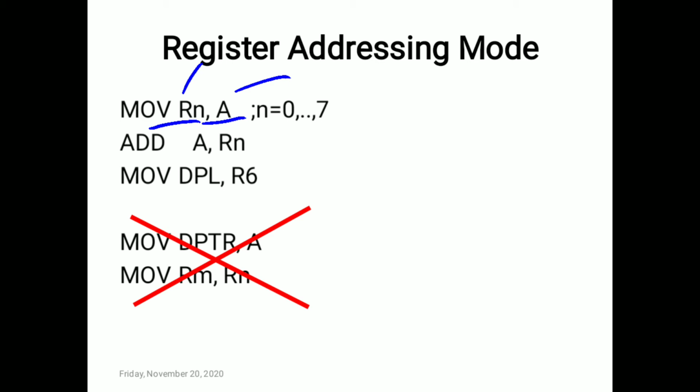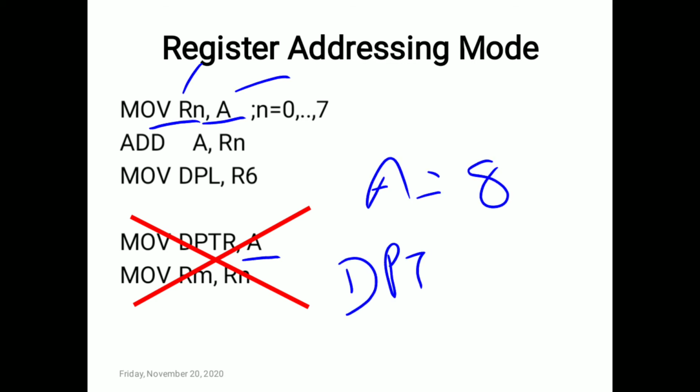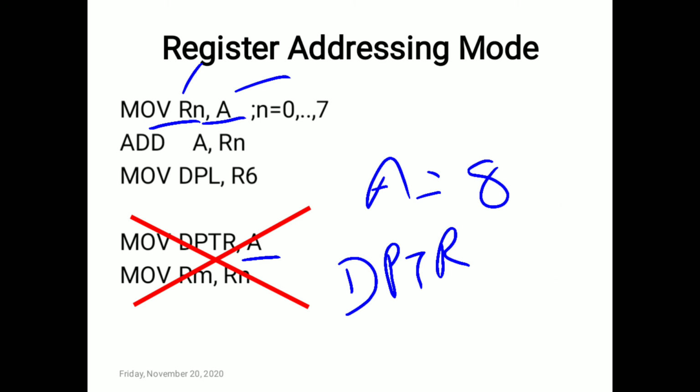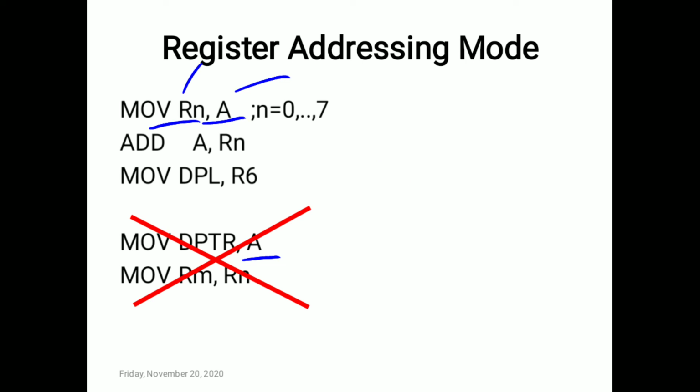Now, these instructions are not allowed because the accumulator has 8 bits but DPTR is a 16-bit pointer. So these bits are mismatched, their data length is mismatched, so these instructions are not allowed. So we have to keep in mind that both lengths should be the same before moving the data.